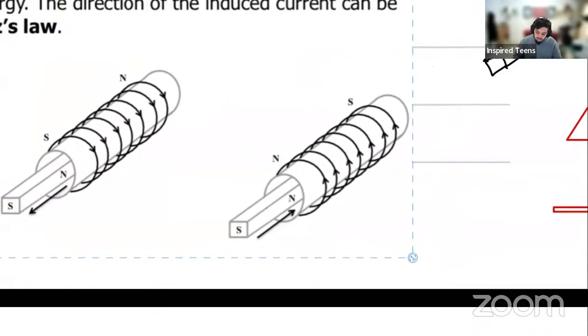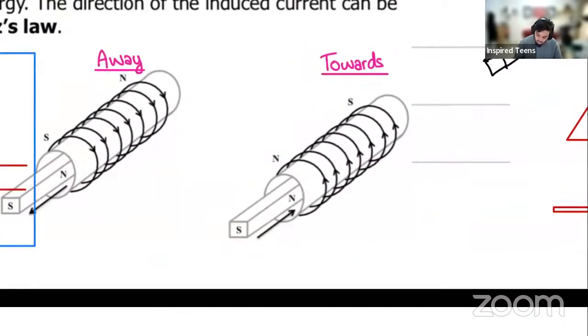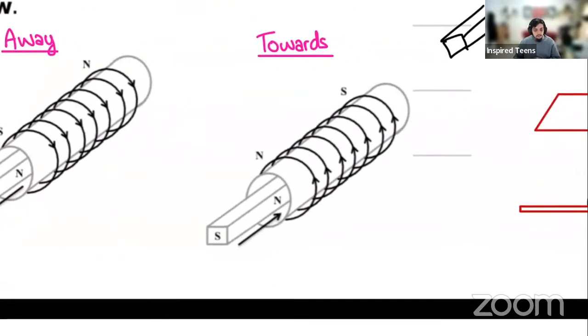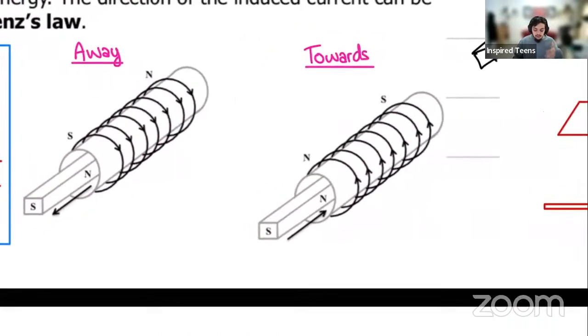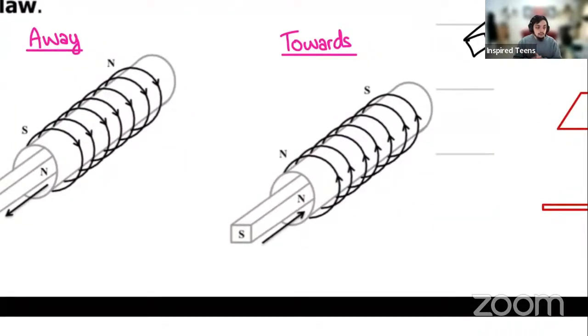Okay, let's have a look here. Let's look at towards. Now the bar magnet, again, has its north pole facing the solenoid, but now it's moving towards it. Lenz's law states that the induced magnetic field will act in a way to oppose that. Because it's moving towards, the solenoid will try to push it away. So it sets up its poles such that it tries to push it away. In this case, the north pole will be here in order to repel the north pole of the magnet.